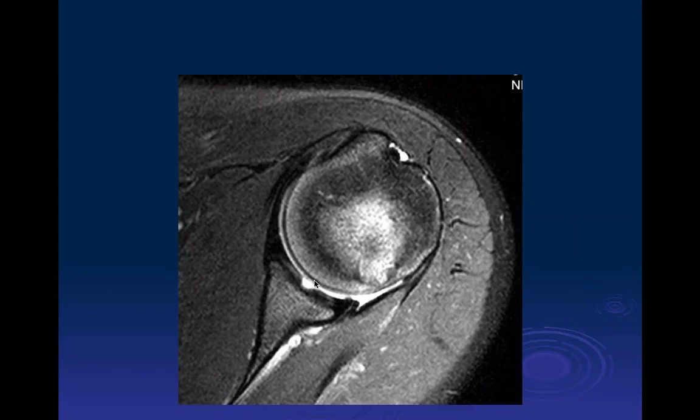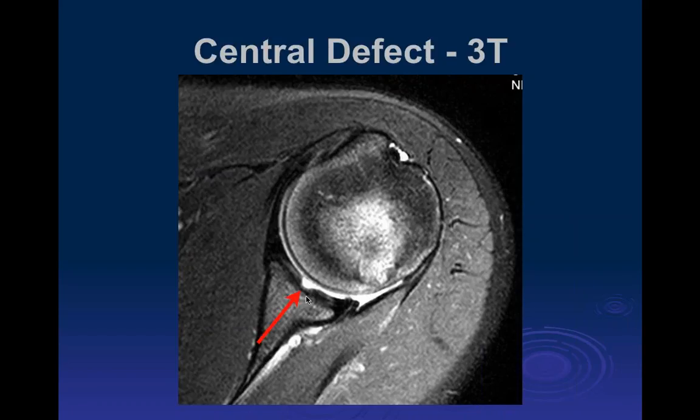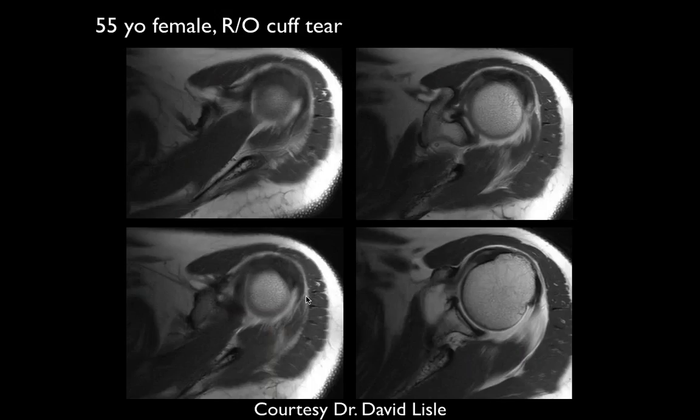Another thing that you'll occasionally see is a central defect in the articular cartilage of the central glenoid. This is a known congenital variation called a central defect and shouldn't be interpreted as an abnormality.